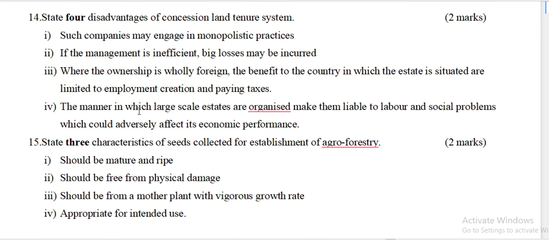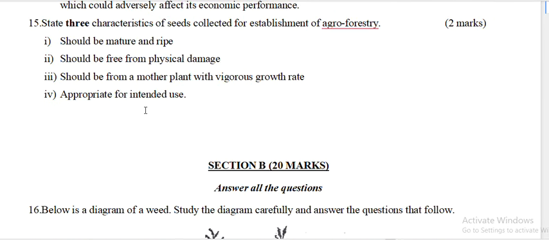Next question. State 3 characteristics of seeds collected for establishment of agroforestry. And number 1, they should be mature and ripe. And being mature, it means the embryo has been well developed. Then it should be free from physical damage. Then it should be from a mother plant with a vigorous growth rate. Then appropriate for intended use.